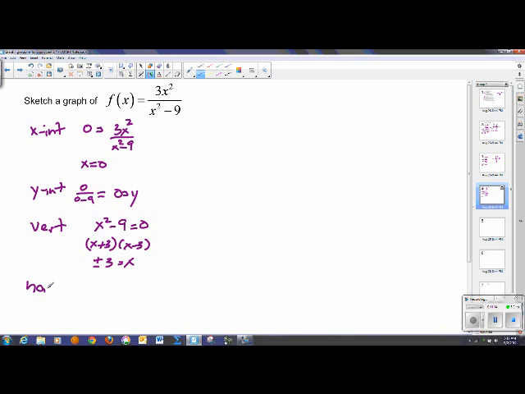Horizontal asymptote, as I stated before, you notice our degrees match. I have squared and squared. Divide the coefficients of the leading terms. So 3 equals y is our horizontal asymptote. Let's go through and start sketching what we know.